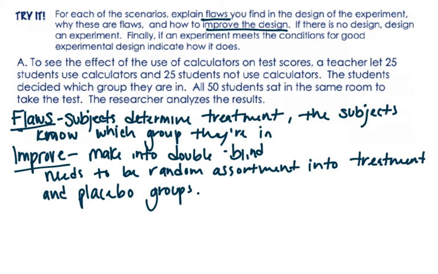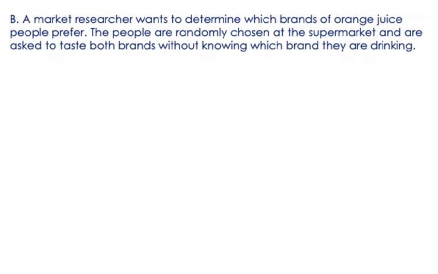So using that, I want you to try B. A market researcher wants to determine which brands of orange juice people prefer. The people are randomly chosen at the supermarket and are asked to taste both brands without knowing which brand they are drinking. So, I want you to come up with some flaws, and then how could you improve them? So, try that in 1, 2, 3.